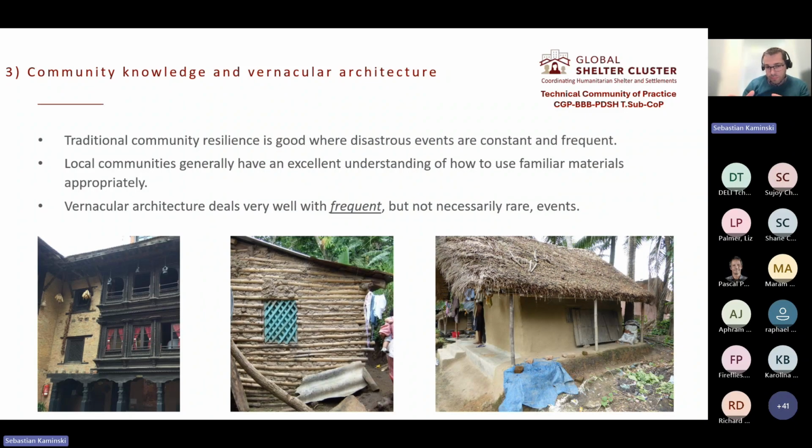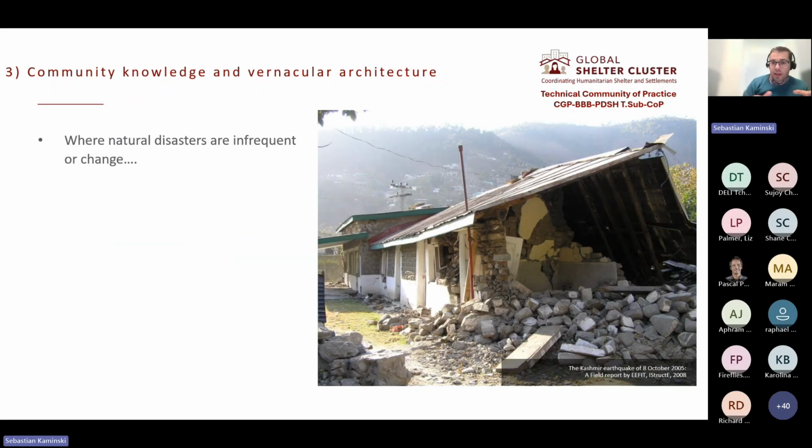Unfortunately, when we moved to the suppliers and the carpenters, they were very optimistic with the durability. The reason I mention that is because with familiar materials, communities know exactly how to use them. Unfortunately, when you look at suppliers and builders, they may be exaggerating the potential or the durability or the performance of certain materials. The key point here is that communities and vernacular architecture deal well with events and materials when they're frequent. However, where disasters are infrequent, then that vernacular architecture may not be able to deal with that.